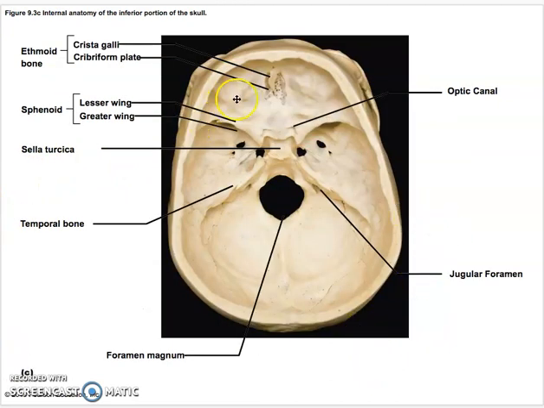And now here we're looking at the skull instead of the illustration. Here we have the crista galli and the cribriform plate of the ethmoid. Here we have the sella turcica and the optic canal of the sphenoid bone.